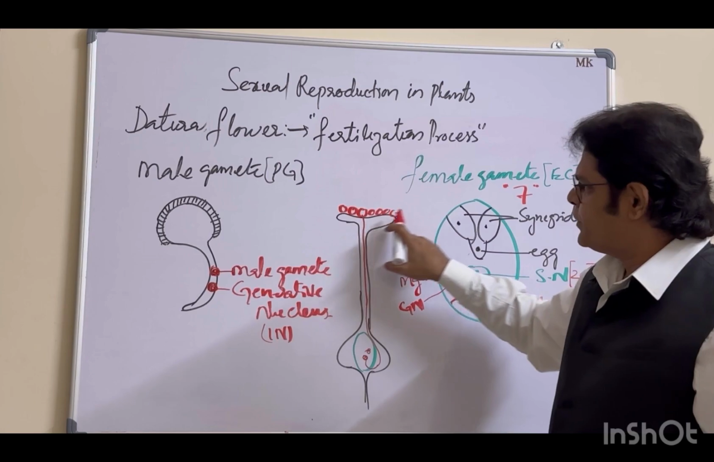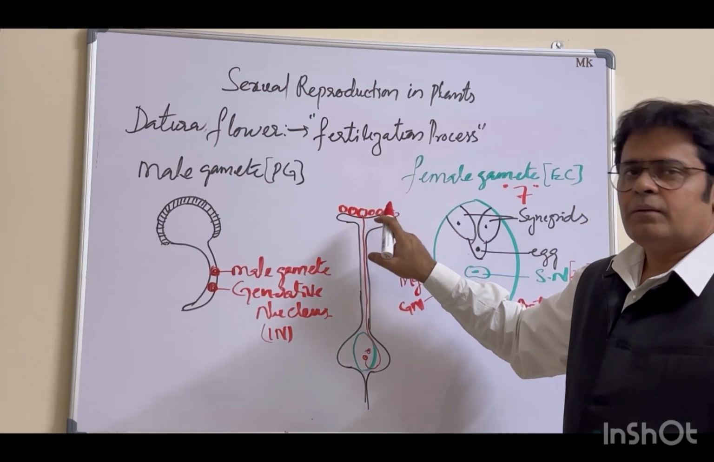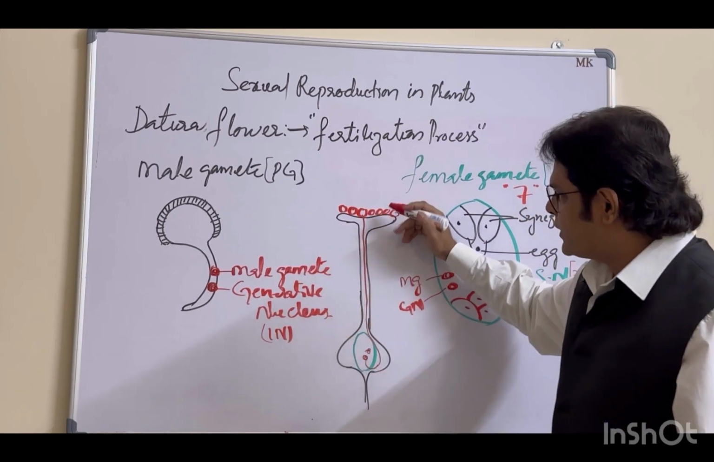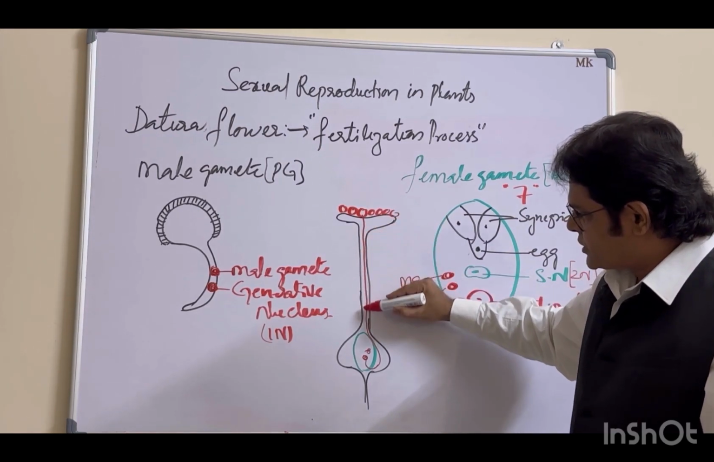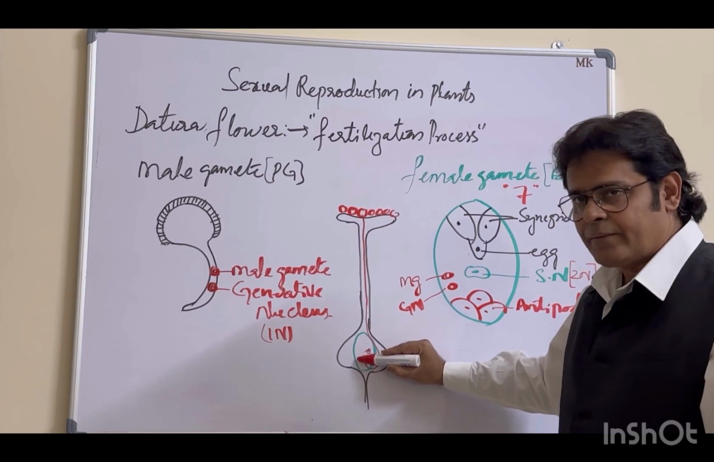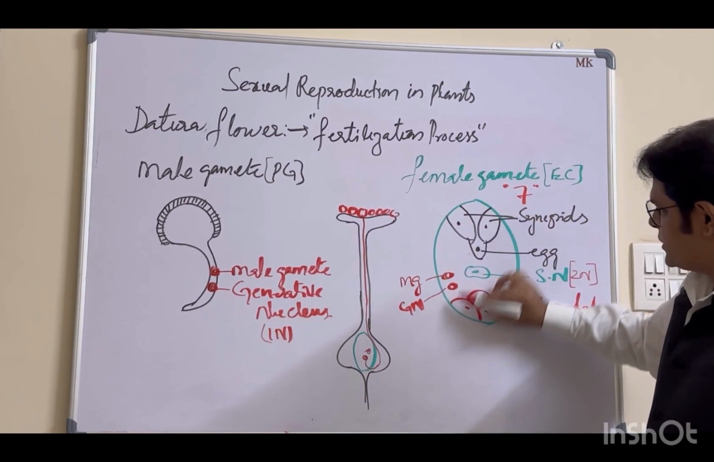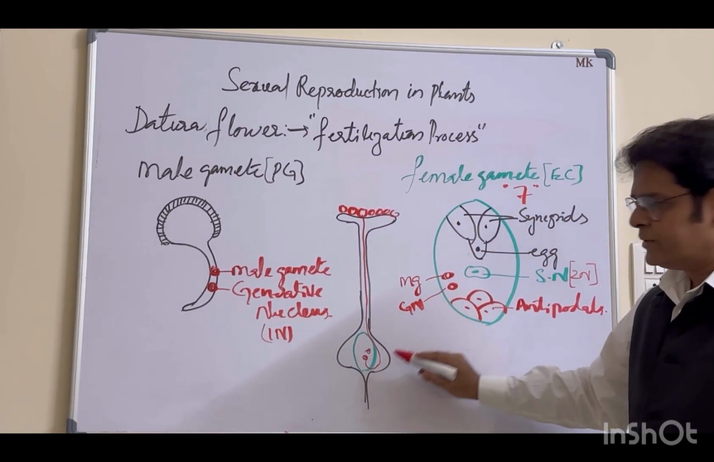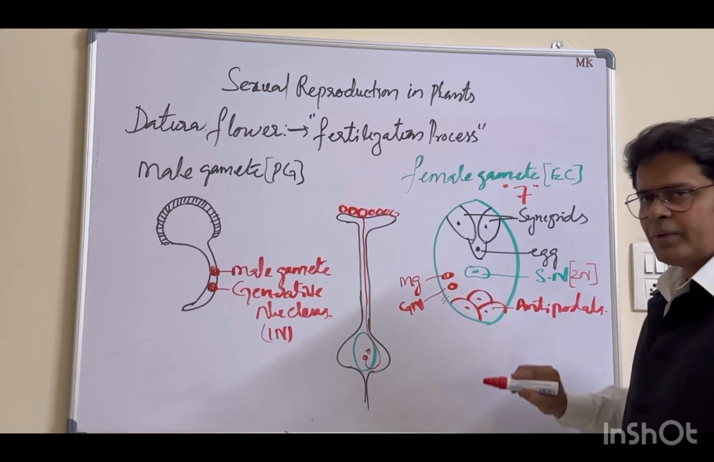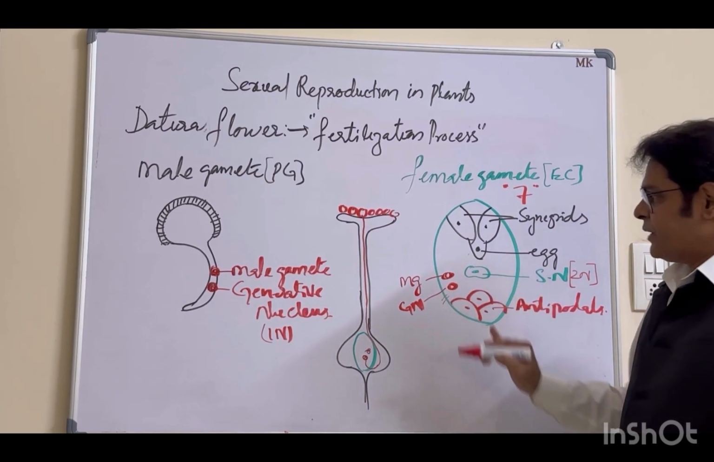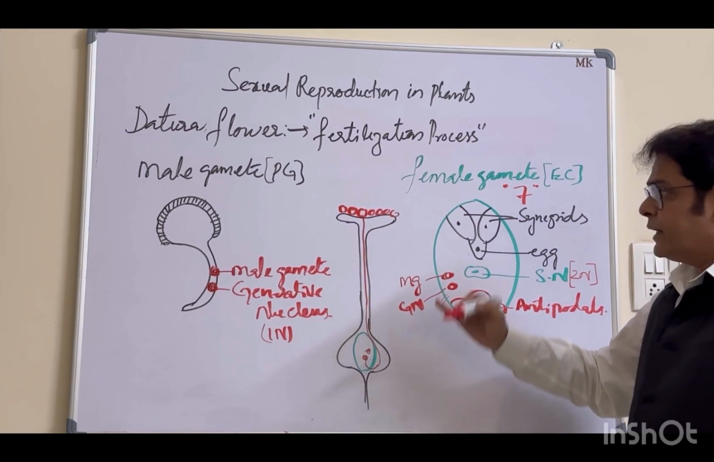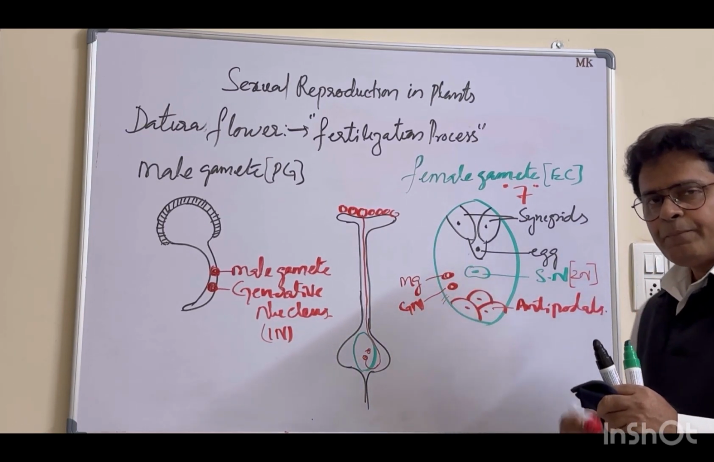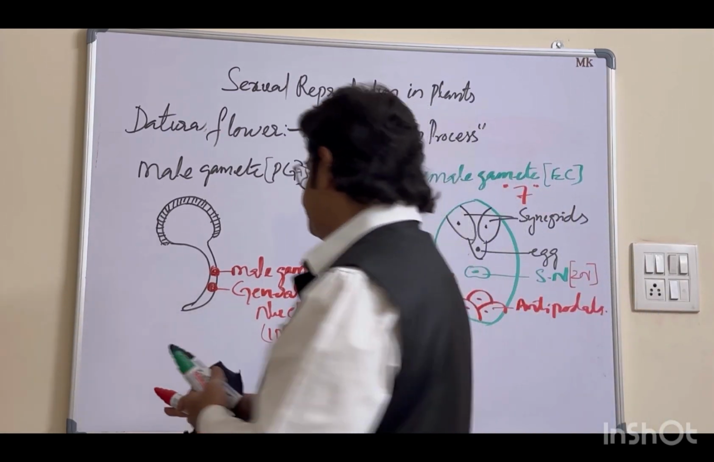So many pollen grains are stagnant here, but one will get the chance, and that one pollen tube enters the stigma through the style of the pistil, then enters the embryo sac through the micropyle, one small opening. Then it ejects 2 cells. What are the 2 cells? One is the male gamete, second is the generative nucleus. Now I'll show you the first phase and second phase of fertilization. Clear?